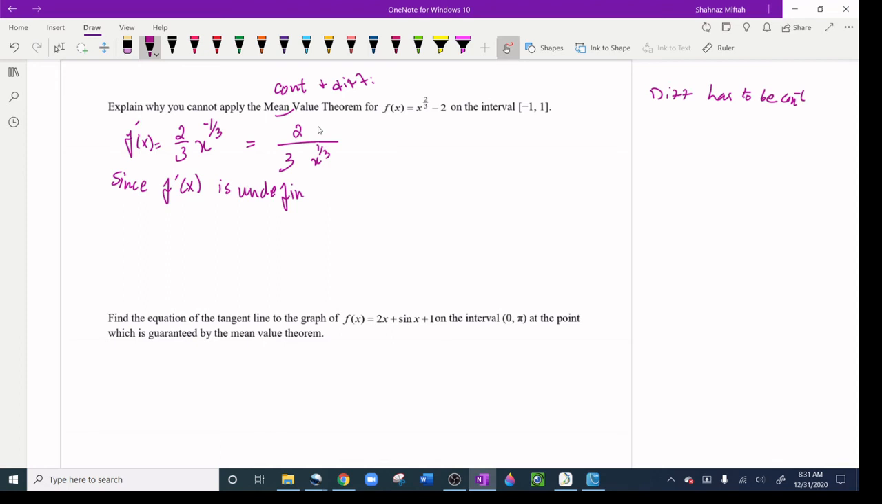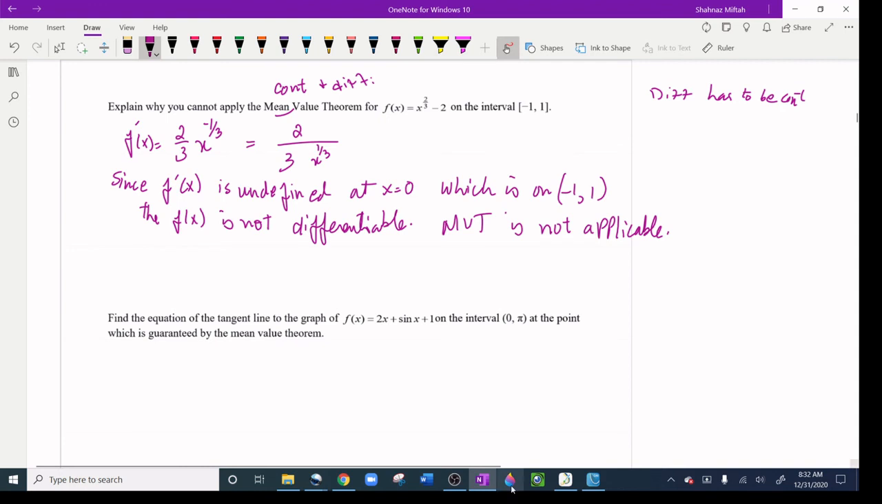If you guys check, if I graph this, you will see it's not going to be differentiable. It is continuous, but it's not going to be differentiable. I can show you the tab. This is the graph of x^(2/3) minus 2, and it is not differentiable at 0 because it has a cusp. It is continuous, but it's not differentiable. Okay, because of the cusp. So let's go back. The MVT is not applicable for f of x on -1 to 1.